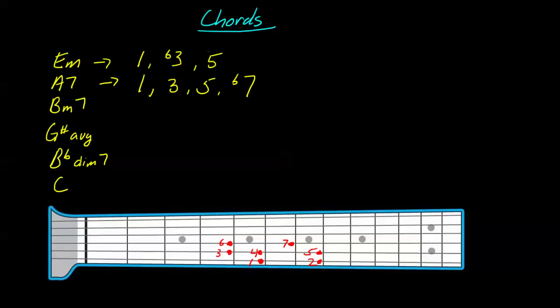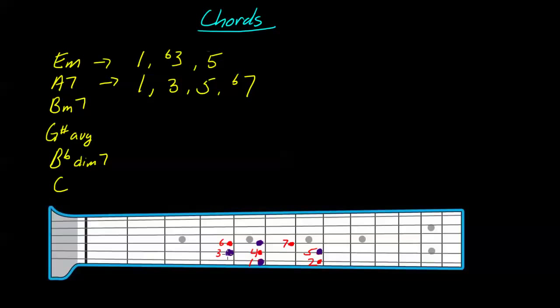Let me use a different color. So if I played this 1, 3, 5. Now here's the 7. Once again, there's a note between 6 and 7. So that note there is a flatted 7. You remember, flat means lower pitch-wise. And this note here would be a flat 7. So if I played these 4 notes together, that would technically be an A7 chord.